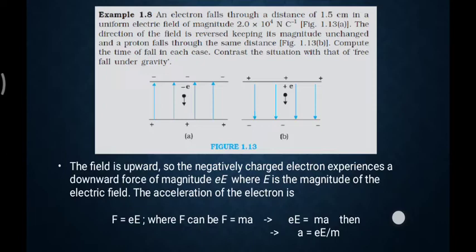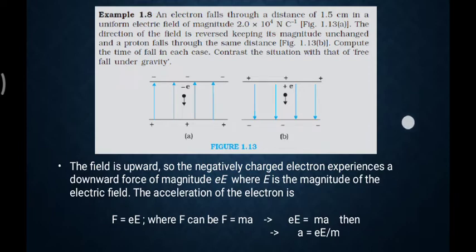An electron falls through a distance of 1.5 centimeter. So they have two plates, and this distance is 1.5 centimeter, in a uniform electric field of some magnitude, which is given in the figure. The direction of the field is then reversed, keeping its magnitude unchanged, and a proton falls through the same distance. Compute the time of fall in each case, and contrast the situations with that of free fall under gravity.